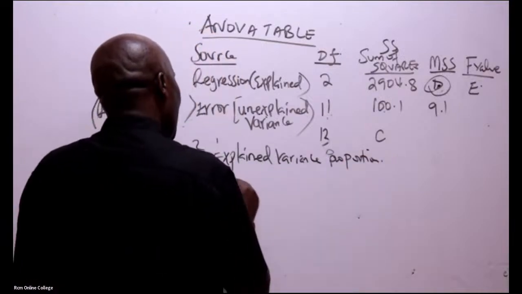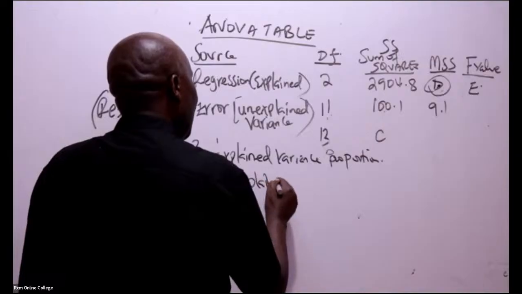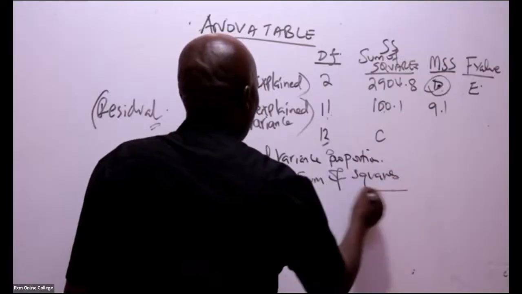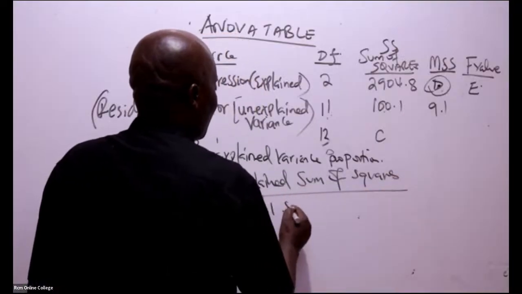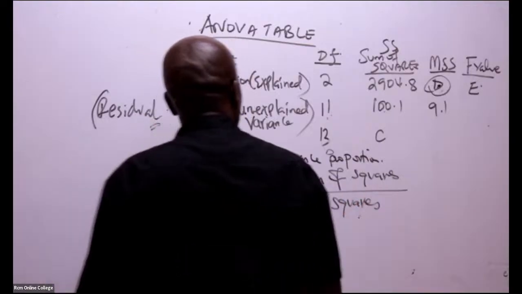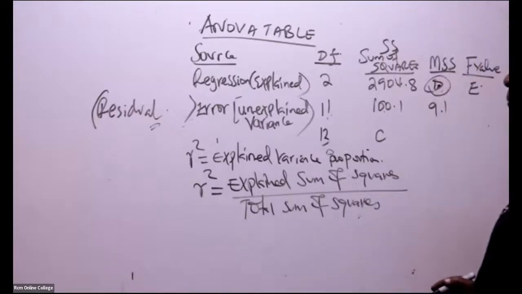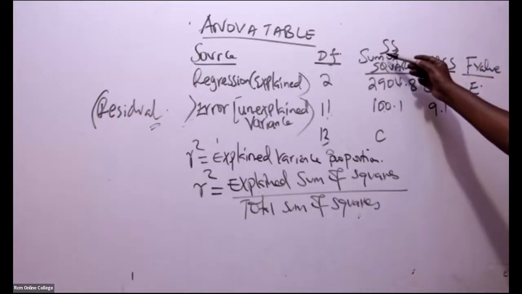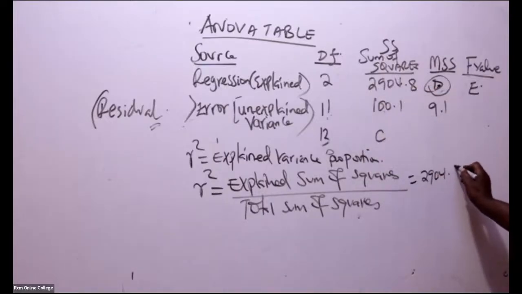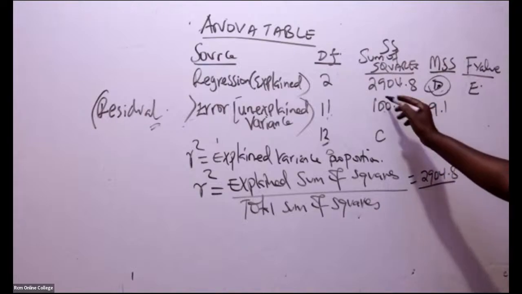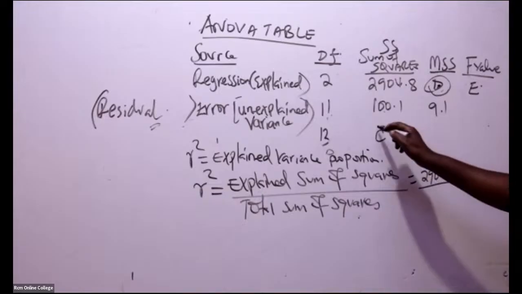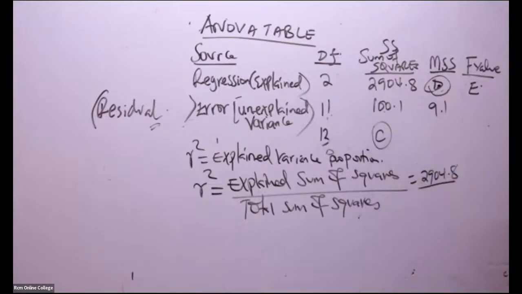R squared is the explained sum of squares all over the total sum of squares. Fortunately, we have the sums of squares. Explained is this one, 2904.8, all over the total. You had added this and gave me a figure of 30-something. You got this total here: the total sum of squares.